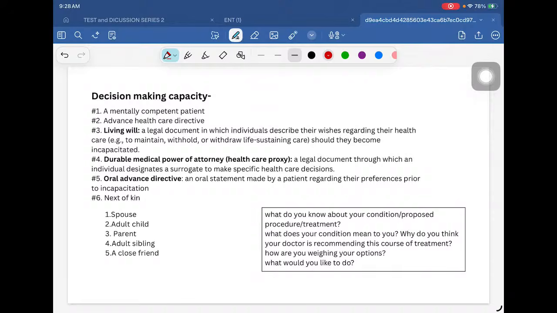Now let's talk about decision making capacity. While taking informed consent, the patient should be able to make a decision, right? That is what you call decision making capacity, wherein the patient can understand whatever you're talking about and can communicate back. Further, the patient needs to be mentally competent. If the patient is mentally competent, totally fine, then you take the patient's consent.